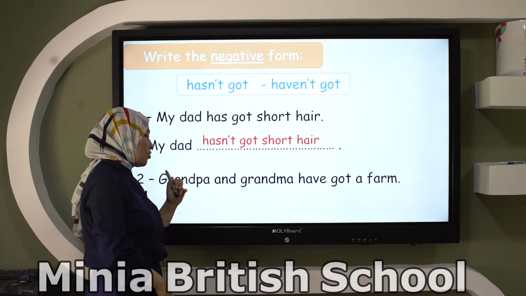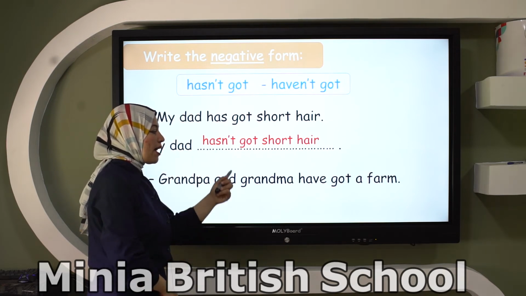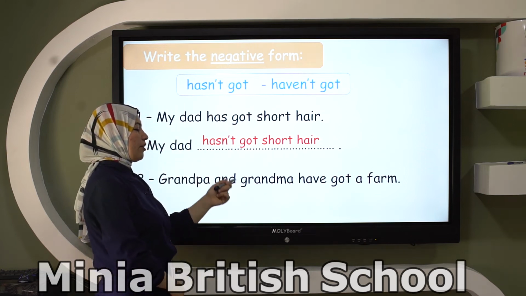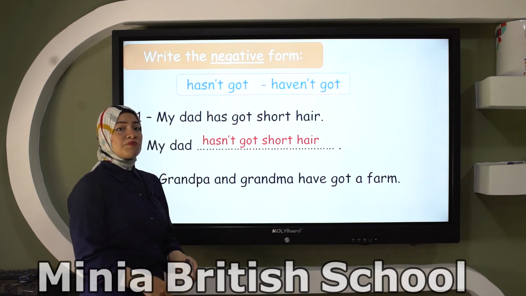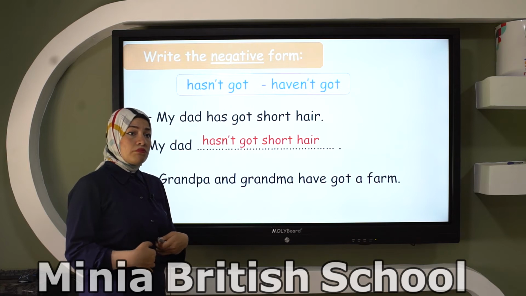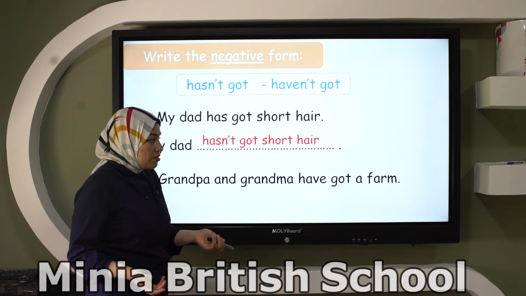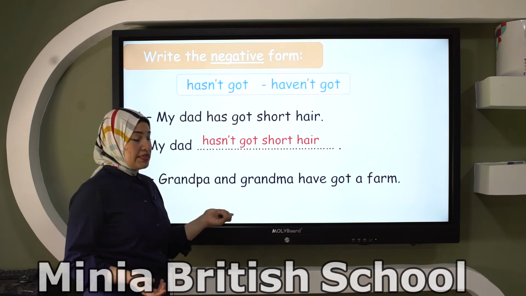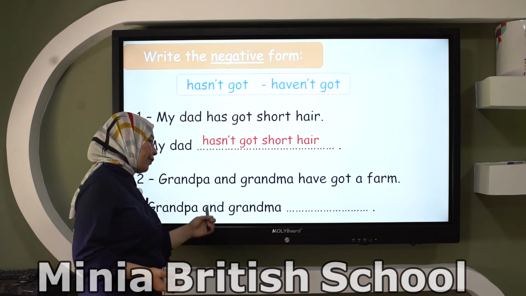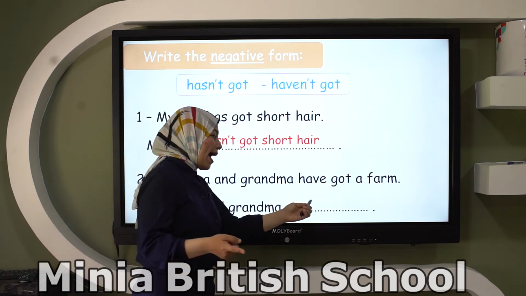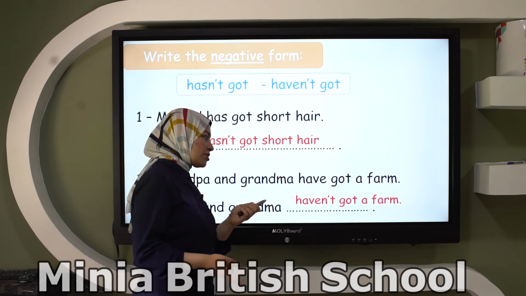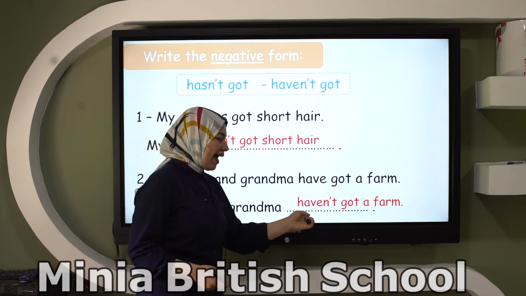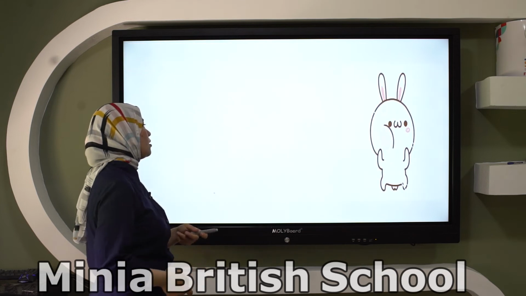Number 2. Grandpa and Grandma have got a farm. But my grandpa and Grandma, they haven't got a farm. What do I have to write here? Grandpa and Grandma haven't got a farm. Excellent. So we turn have got to haven't got.